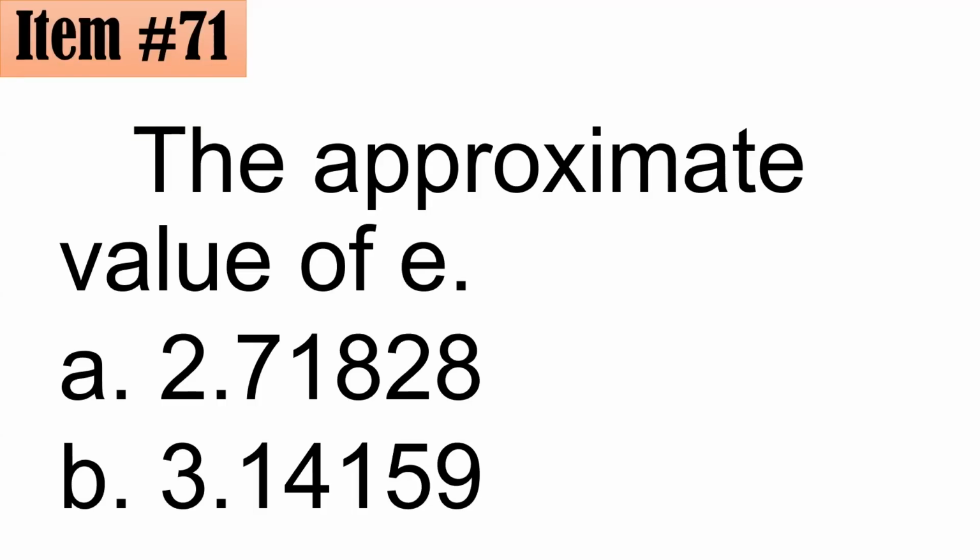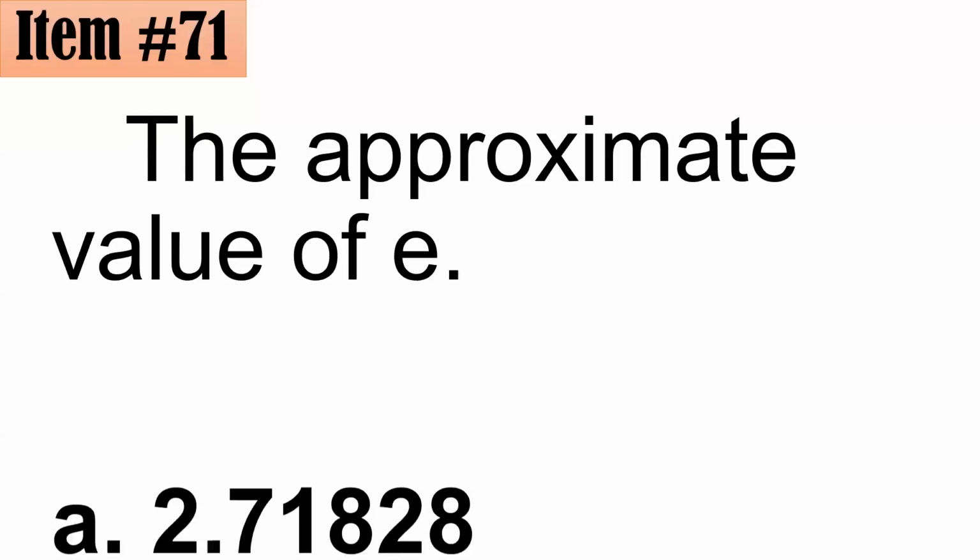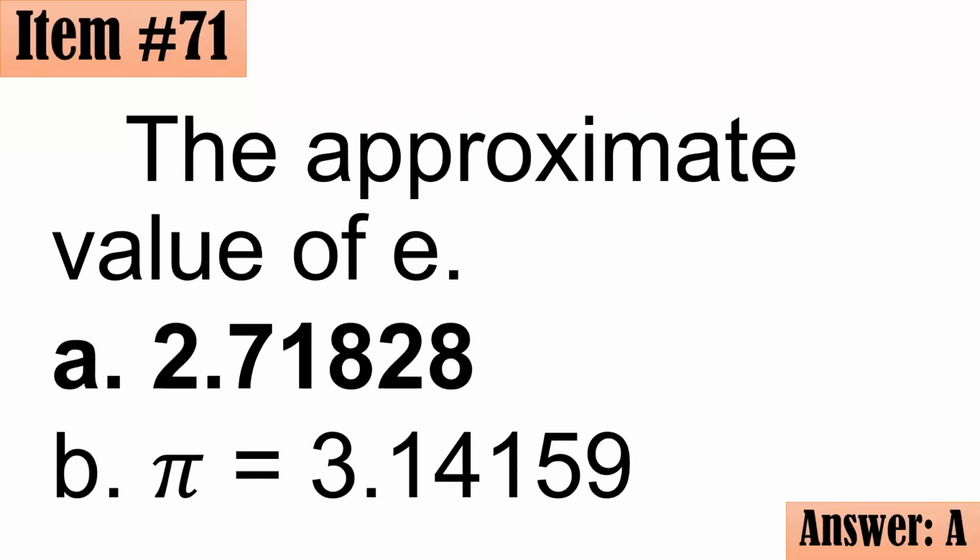Next. The approximate value of E or your natural logarithm. Is it A, 2.71828, or is it B, 3.14159? Okay, letter A. Tama po kayo. Letter A. In fact, choice B, no, is the approximate value of pi. 3.14159. Letter A.